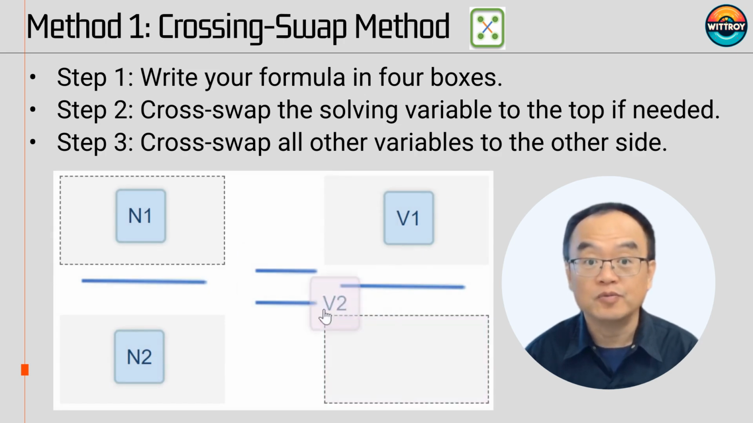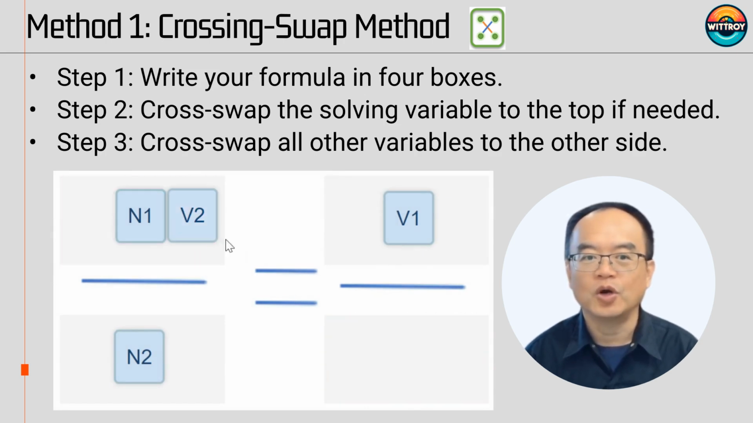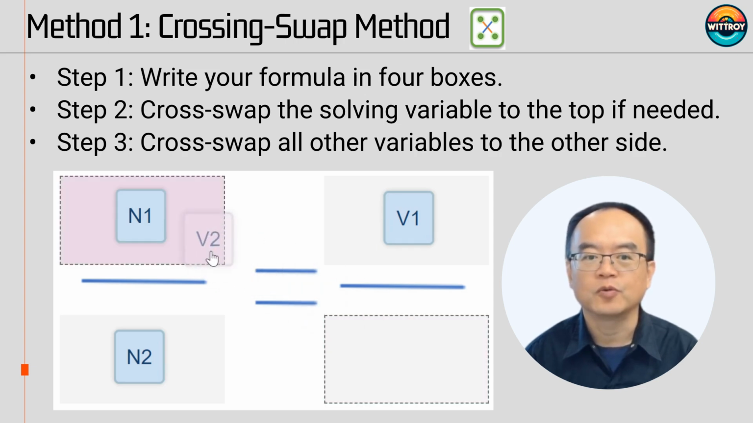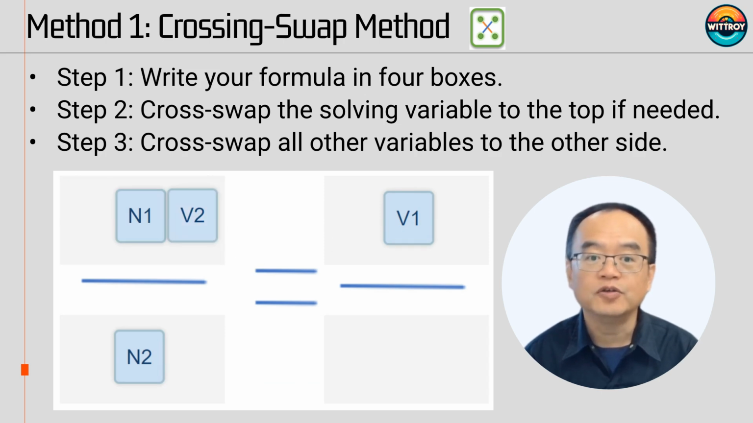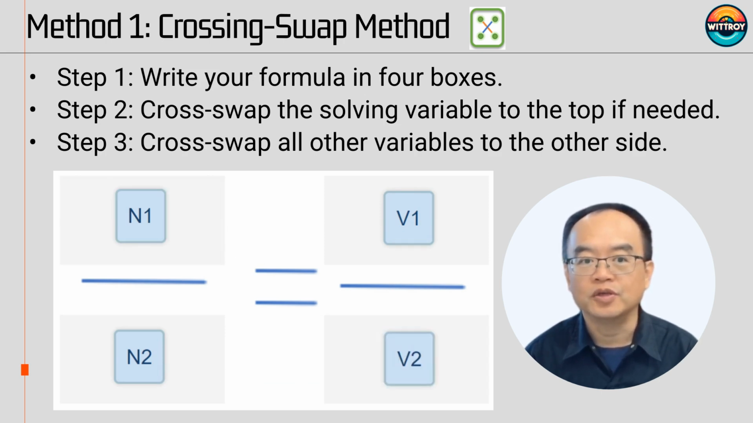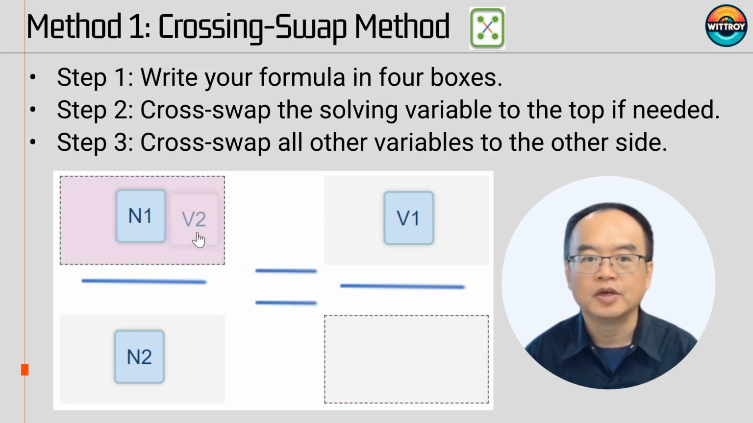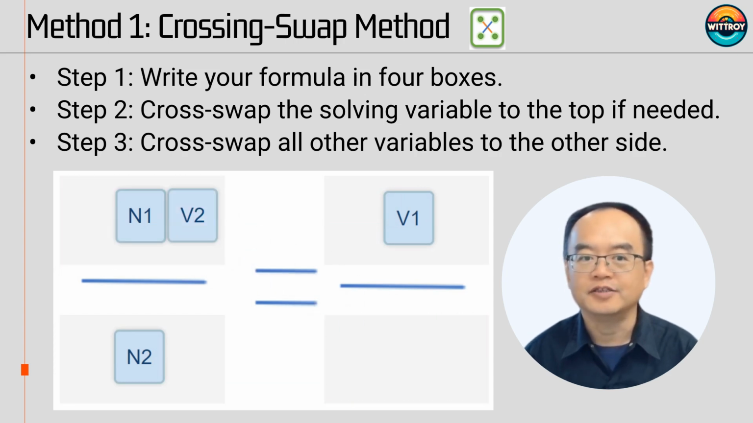Okay, we are solving for V1 this time. Step 1, write the formula in 4 boxes. Step 2, choose the variable you want to solve for, which is V1. Since V1 is already at the top on the right, we don't need to move it. Step 3, cross-swap all other variables to isolate V1.